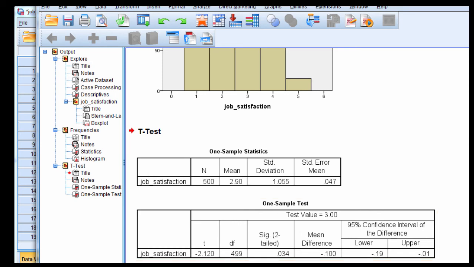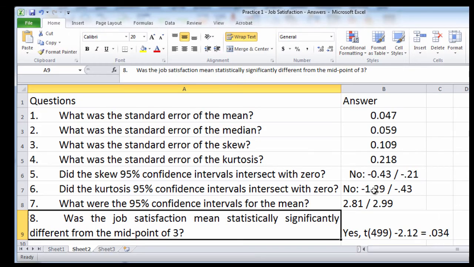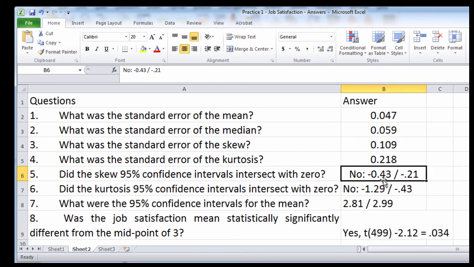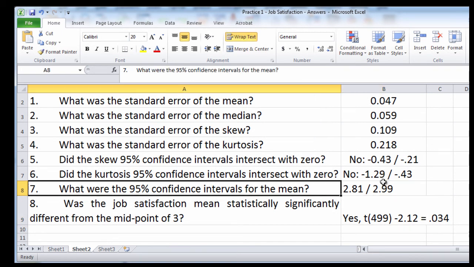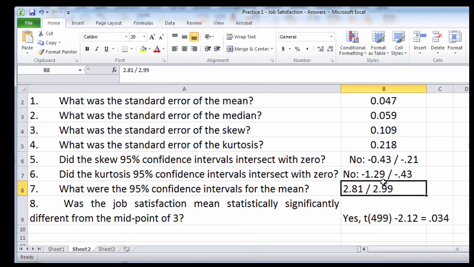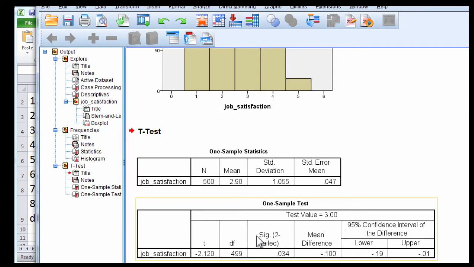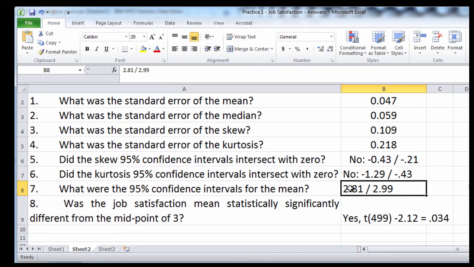Correspondingly, the confidence intervals for the mean were also suggestive of a difference between the non-sample mean of 3 and the sample mean of 2.90, because the confidence interval was between 2.81 and 2.99. It almost intersected with 3, but it didn't. And that's, again, consistent with the t-value approach to testing the difference between a one-sample and a non-sample mean value.